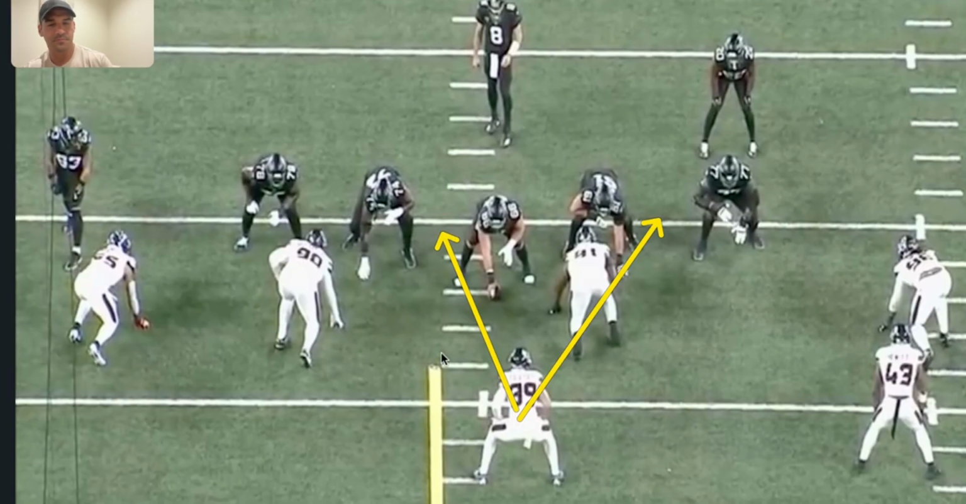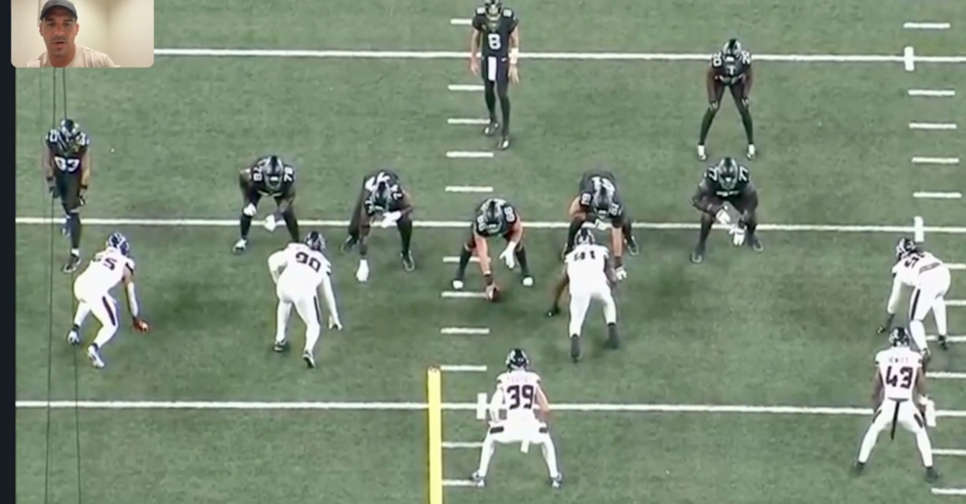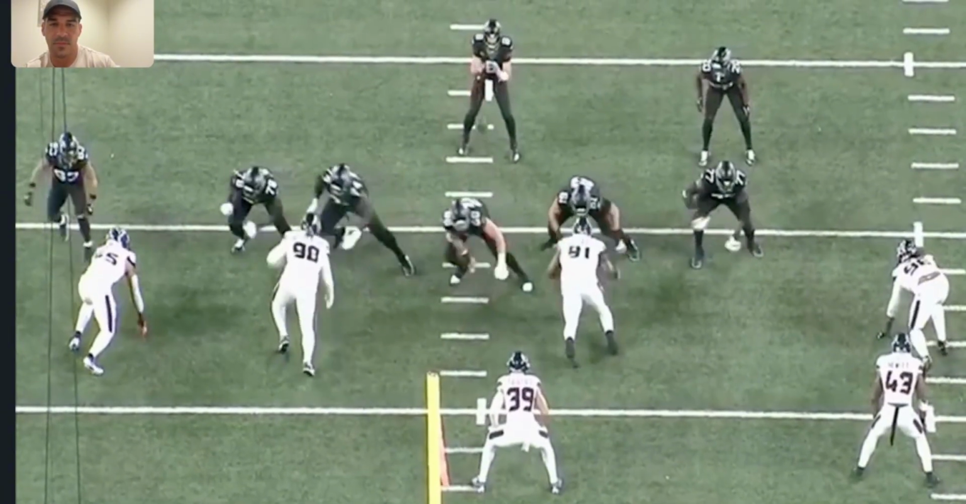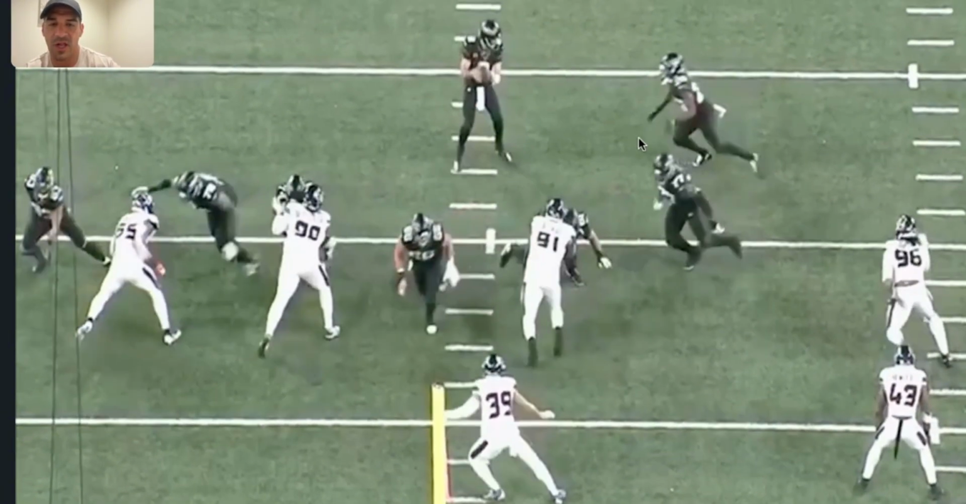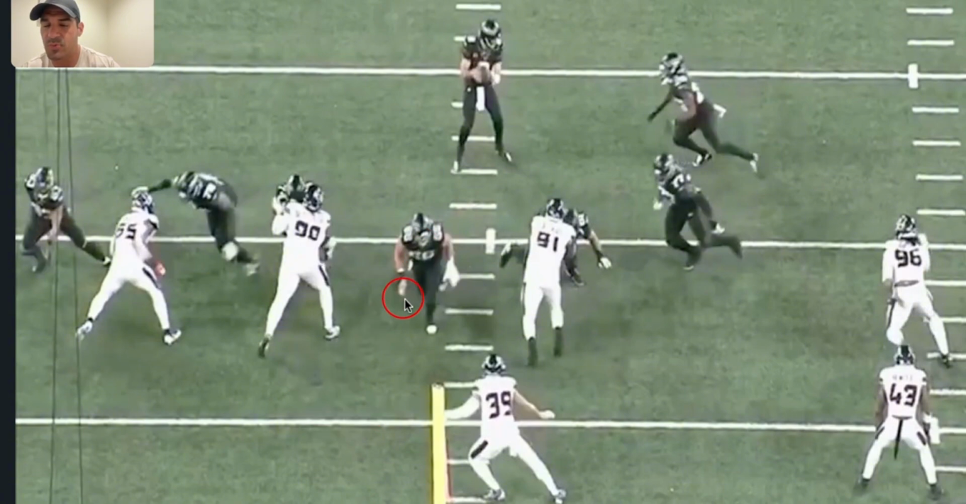Now, when the ball is snapped, the back starts to go to the left. Now To'oTo'o knows that's going to be his A gap right there. As you can see, the center is really overplaying that. He's already climbing him, and when a center's climbing you this quickly, it's really hard to get on the other side of him. So even though his gap is on the left side of the center, he knows he can't get there without getting washed by the play.